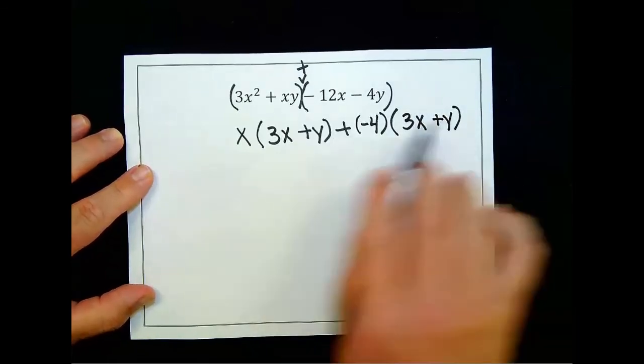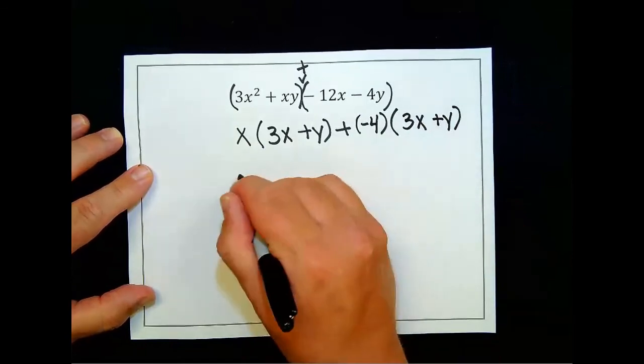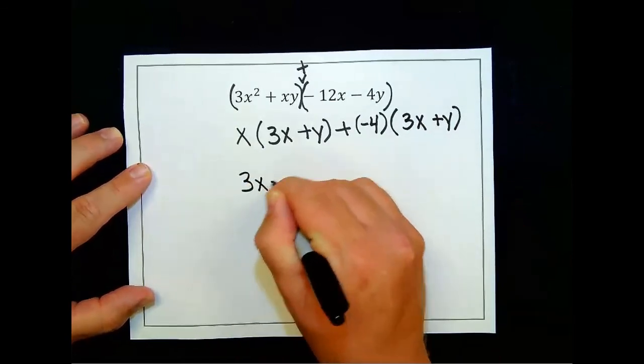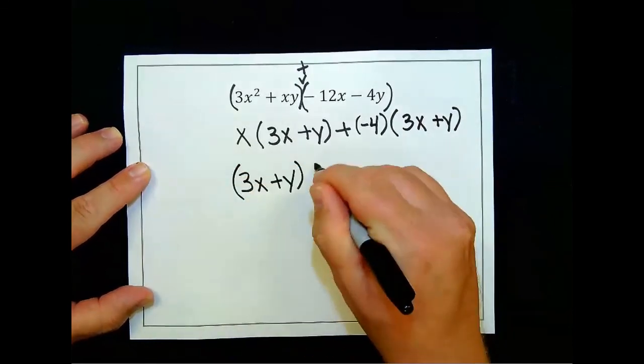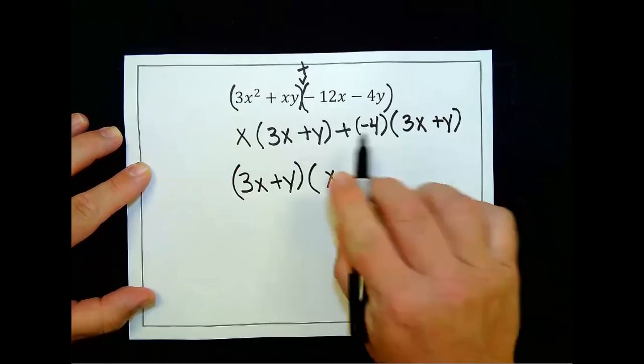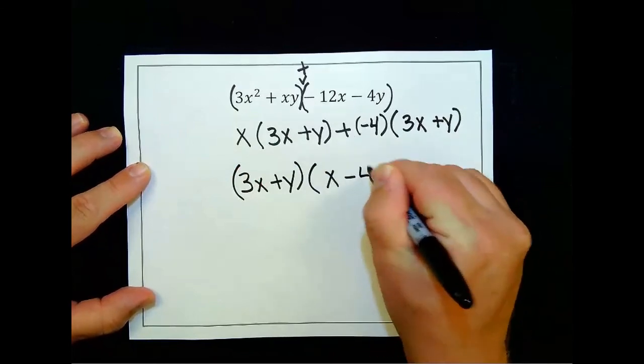Now I've got the same thing here and here. I can factor that out front and write down what's left. Plus a minus is the same as minus.